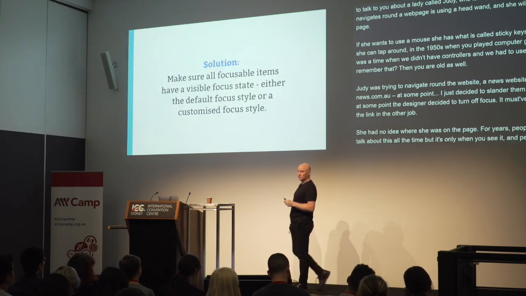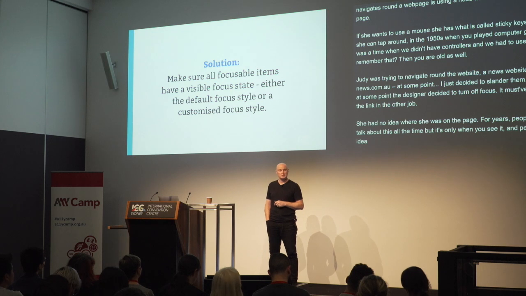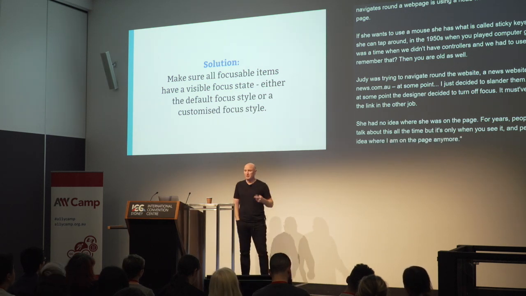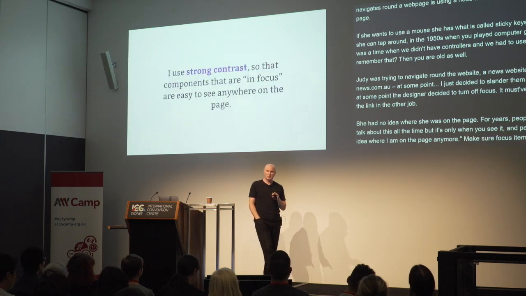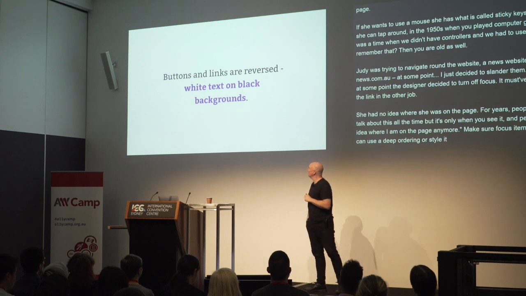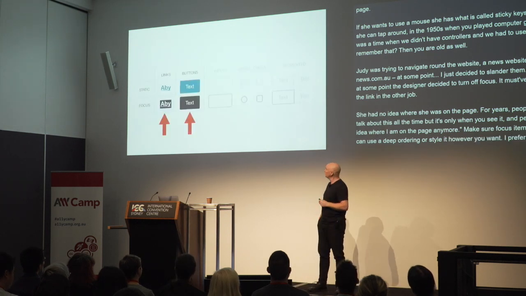So make sure focusable items have a visible focus state. Yeah? It's a very simple thing to do. Now, you can either use the default ring or style it to whatever you want. I prefer to use a really strong contrast. And what I do is I turn it into a reverse. And so I do something like this.